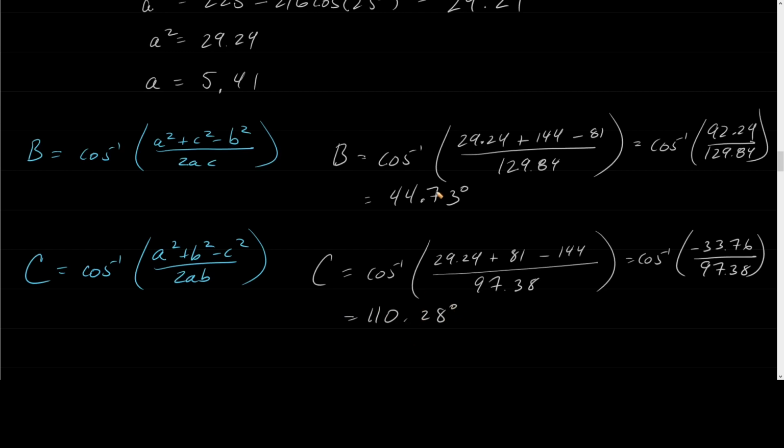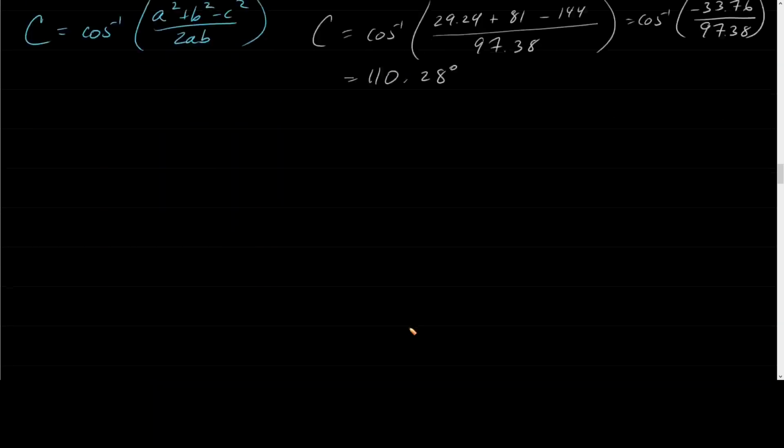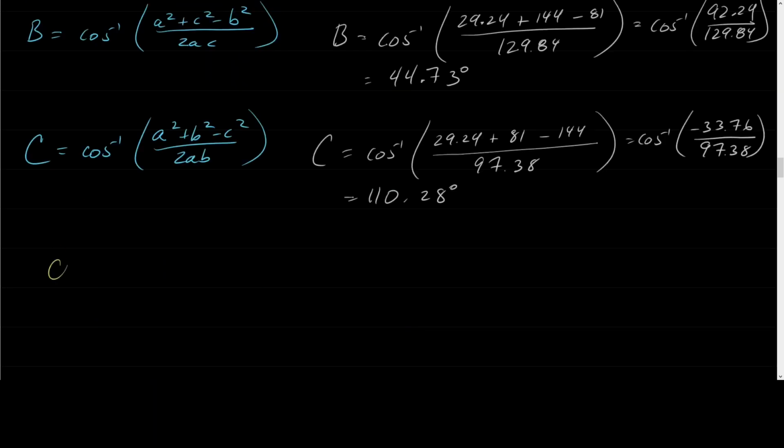Now, is this 100% accurate? Well, let's see what the angles were. Angle A was 25, plus angle B is 44.73, plus angle C is 110.28. So 25 plus 44.73 plus 110.28 gives me, oh, hold on, I plugged it into the calculator wrong. All right, it gives me 180.01 degrees. Obviously, that's not fully correct, because in a triangle you're not supposed to have more than 180 degrees, which tells us that we have a slight error in our rounding. That's not too much of an issue though, because it's only off by 0.01.